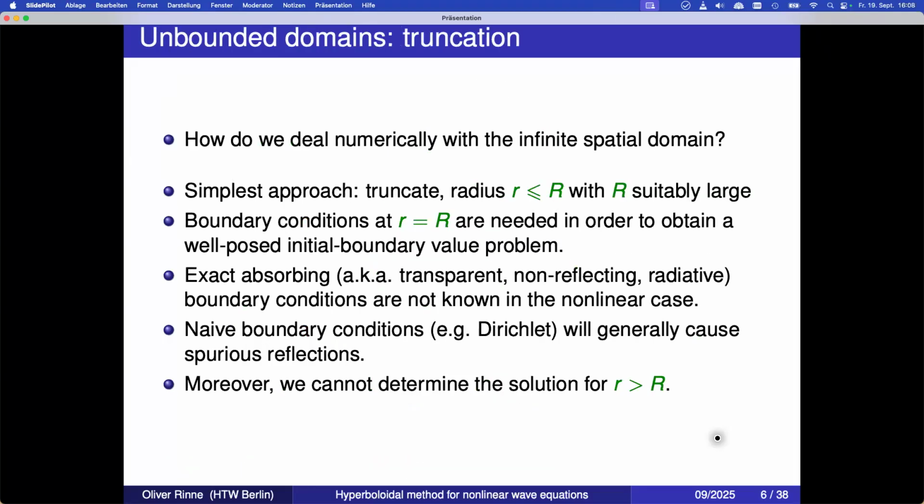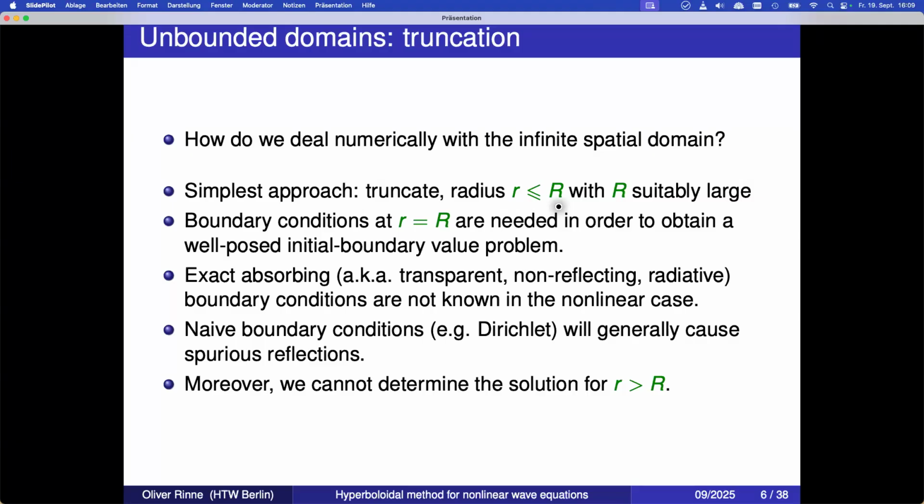Okay, so a general fact about solving wave equations numerically is that in most situations, we have to deal with an infinite spatial domain. So how do we do this? And this is, of course, I guess, one of the main topics of your seminar, which you all are experts in, probably. The simplest approach would be to truncate the spatial domain. So we have an artificial boundary at some large radius capital R. And there you need to impose some boundary conditions so that you have a well-posed initial boundary value problem.